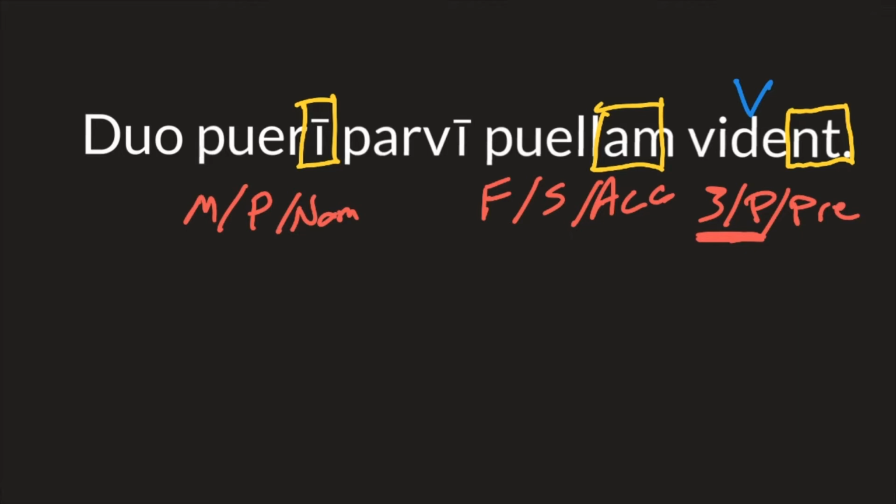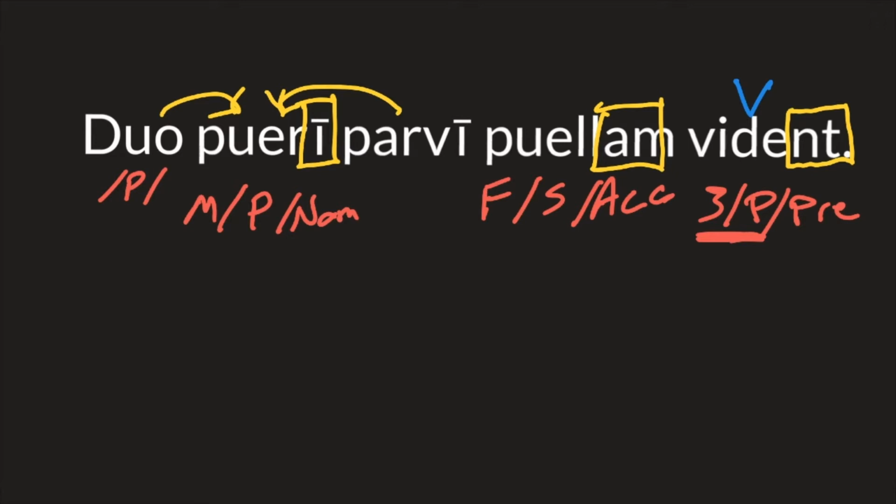First, we have dua. Now, it's the number 2, so it's going to be plural, right? If you have 2 of something, it's going to be plural. So dua is always plural. And because it comes right before pueri, it's describing that word. Numbers tend to come before the nouns that they describe. All other adjectives, like the word parvi, tend to come after the noun that they describe. So both of these adjectives surrounding pueri are describing these boys here.